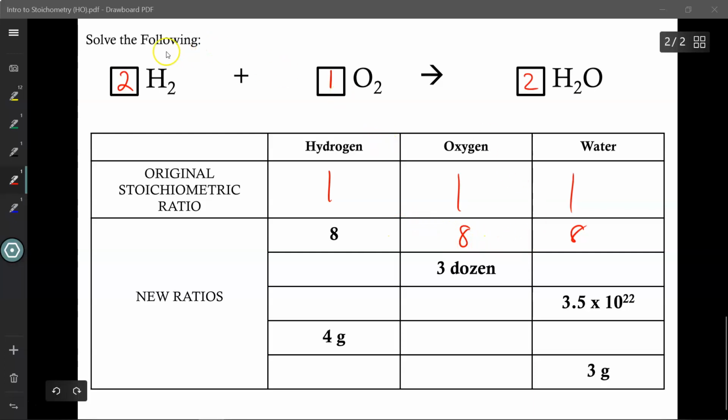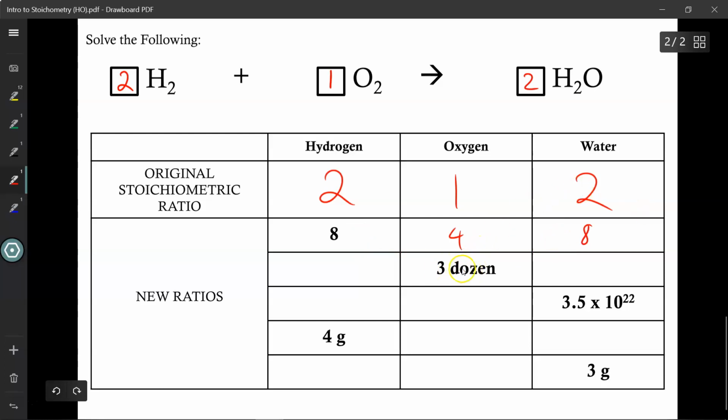So please remember, we balance the chemical equations in order to get the proper stoichiometric ratios. Because without the proper stoichiometric ratios, everything else is incorrect from that point on. Alright, so the original stoichiometric ratio is a 2 to 1 to 2. So if I have a new ratio of 8 over here, then this one must be half as much, which is a 4. And this one is going to be a 2 to 2 ratio, so they're identical. So then this one must also be identical as an 8.